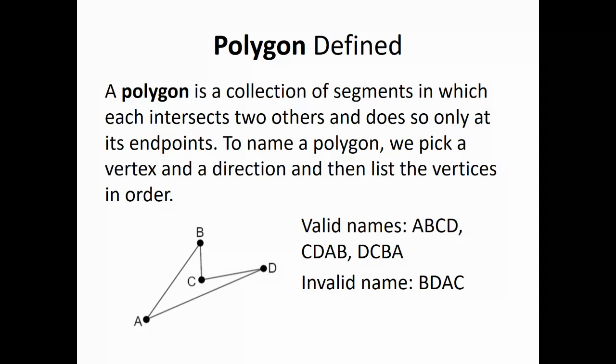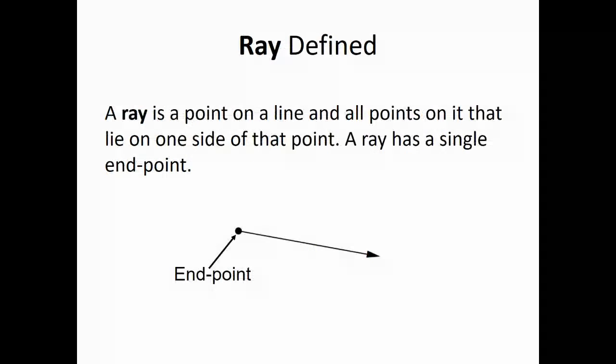Now, of course, there will be invalid names of polygons, and you get an invalid name when you skip a vertex as you travel around. So if we were to go BDAC, well, that is not a proper name of any polygon here, because when we went from B to D, we skipped C if we intended to go clockwise. If we intended to go counterclockwise, we would have skipped A. So you have to pick adjacent vertices, ones next to one another.